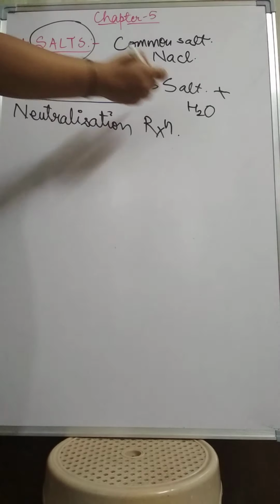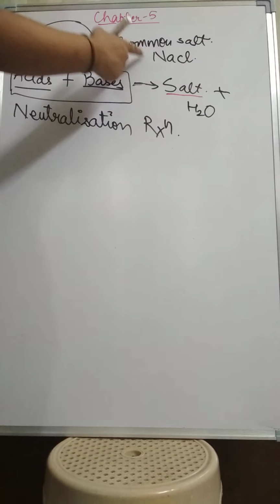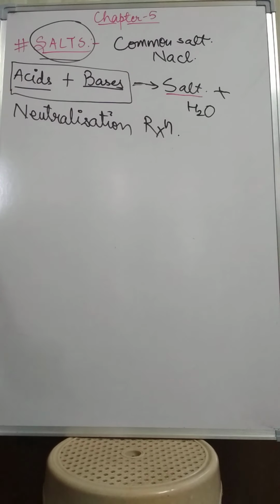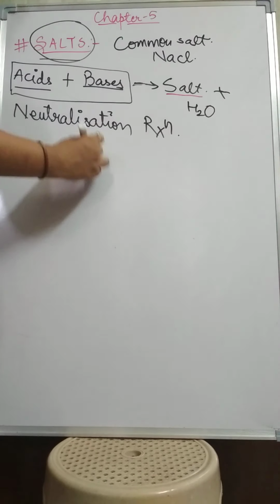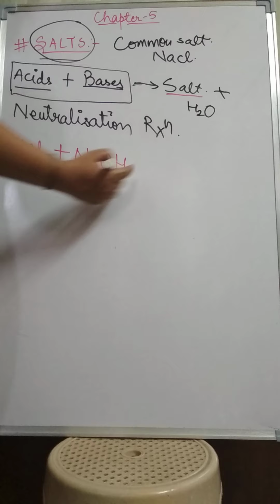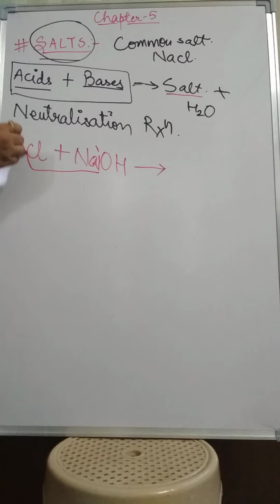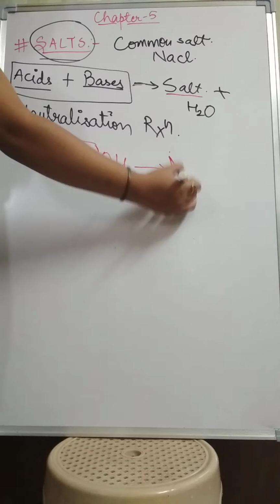So let's discuss with an example. If we want to get common salt, that is NaCl, what type of acid and base do we need? HCl, hydrochloric acid, will be the acid, plus the base NaOH, sodium hydroxide. Both are a strong acid and a strong base, and they give rise to salt. Na will be taken from the base and Cl from the acid. So it will form NaCl.